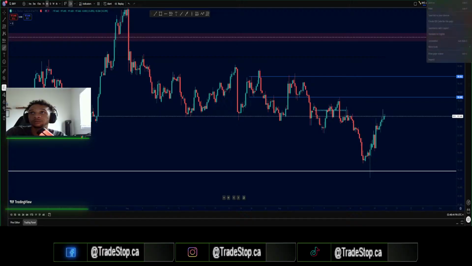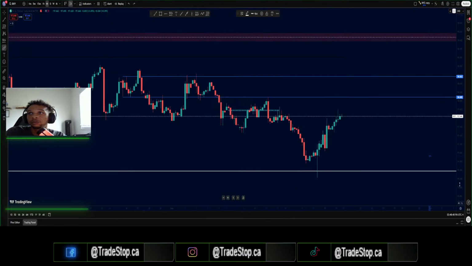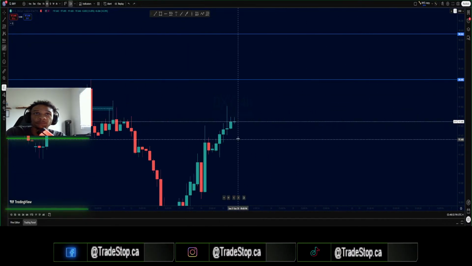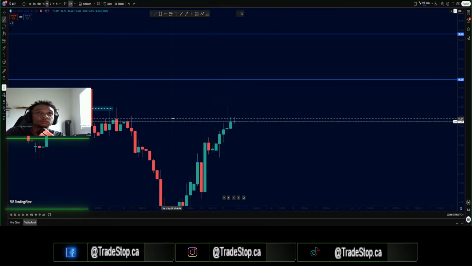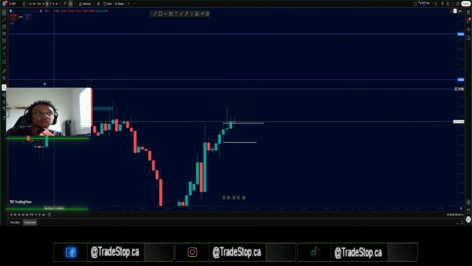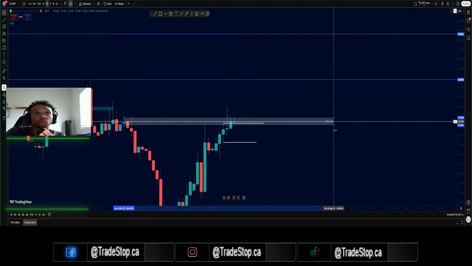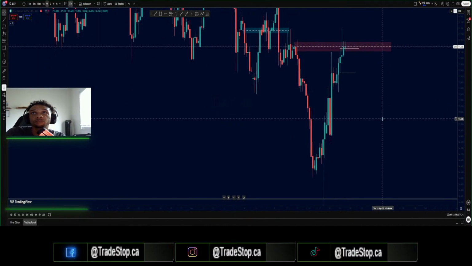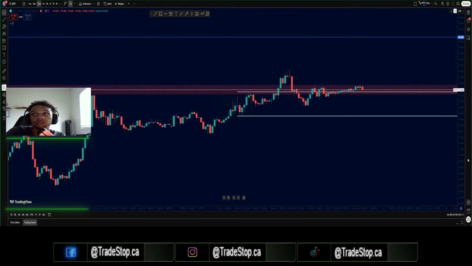4 hour. The four hour recently swept a high. So in here, down to here, inside of a bearish order block as well. Okay. Dropping down to the 15-minute.